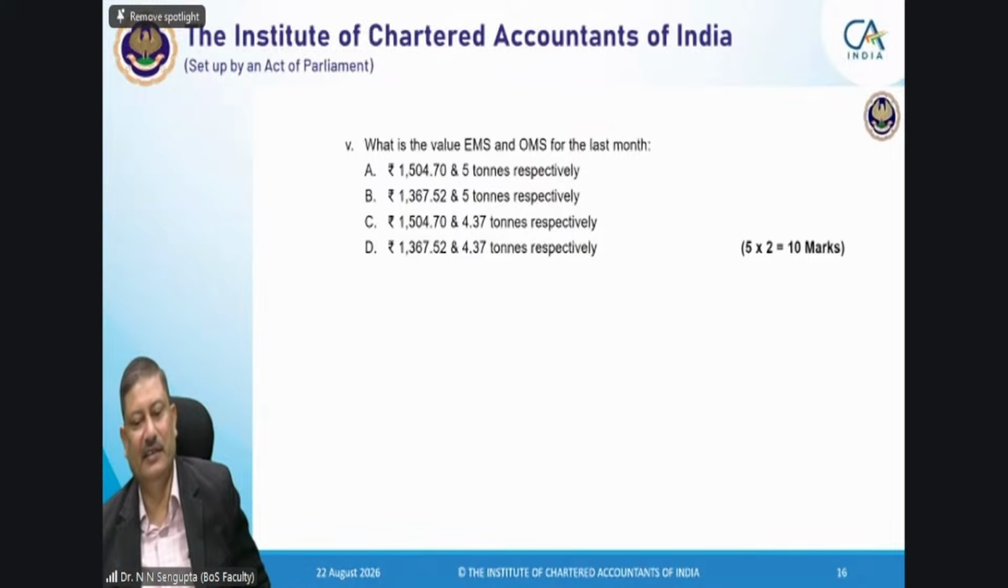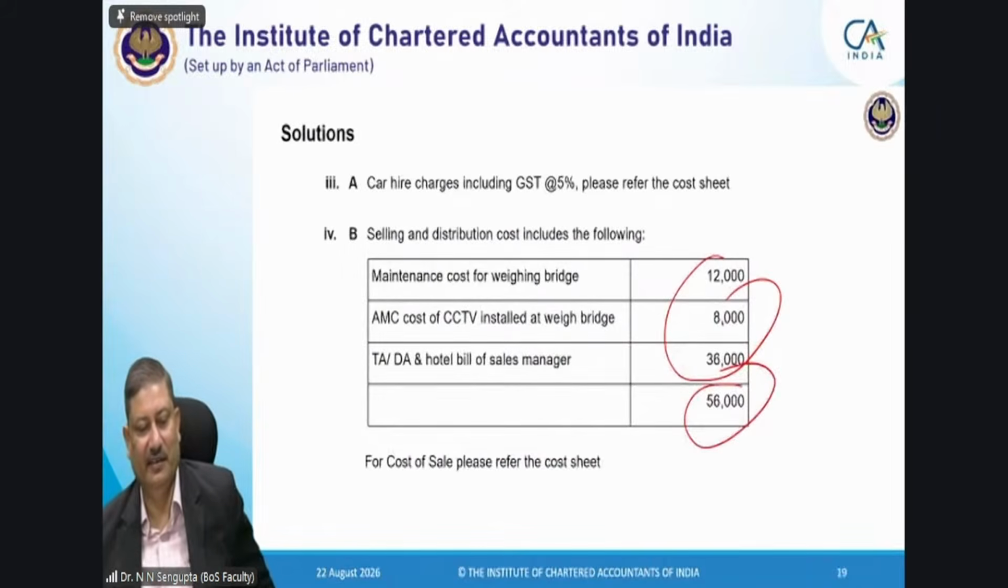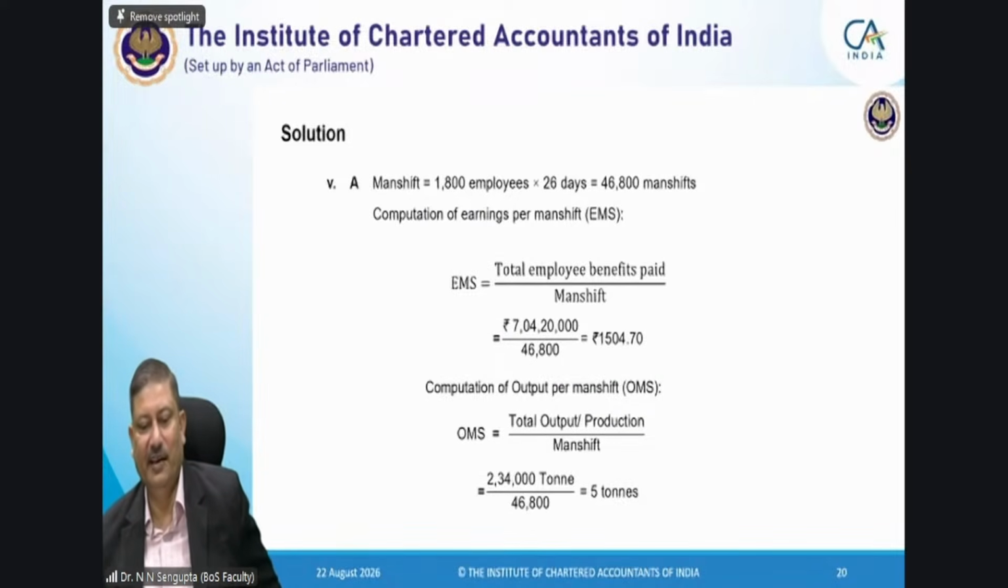And last, EMS and OMS, that also we have calculated here. Man shift we have calculated. So EMS we have calculated as total employee benefits paid divided by man shift, and output per man shift is computed by dividing output by the man shift. So both employee benefit as well as output, we have divided by the man shift to get the final result of earning per man shift as well as output per man shift. These are the two units which are used in industry. So that has been taken care of.